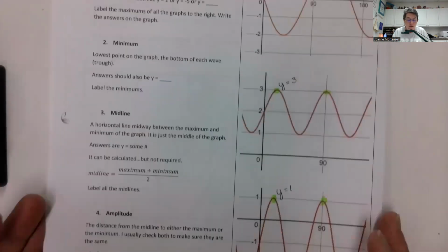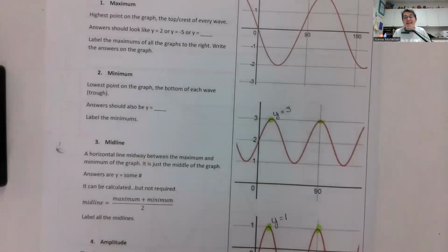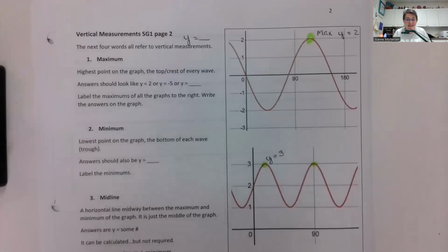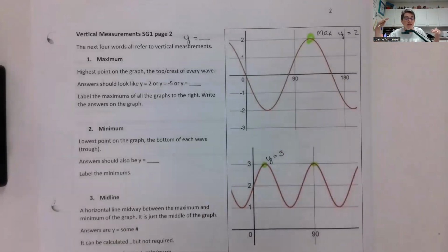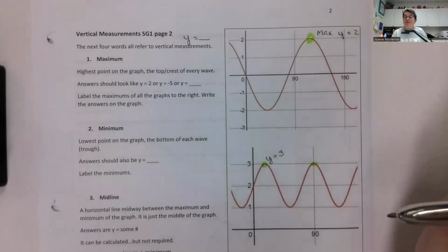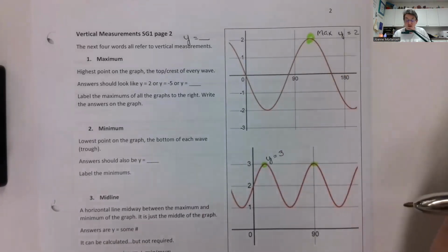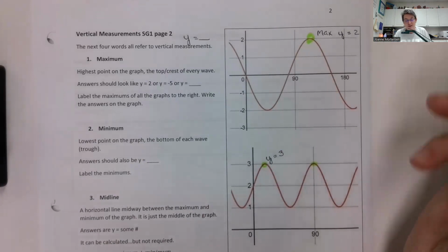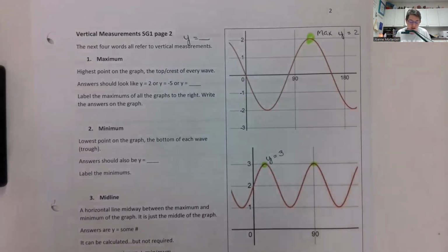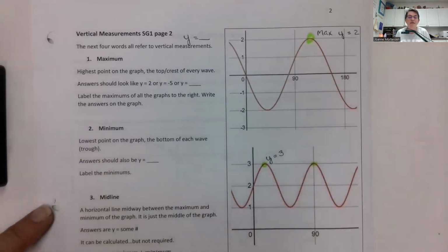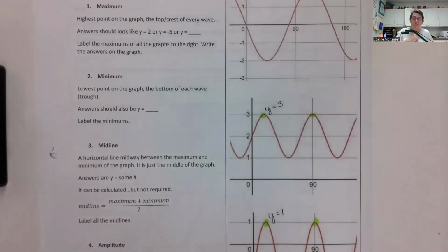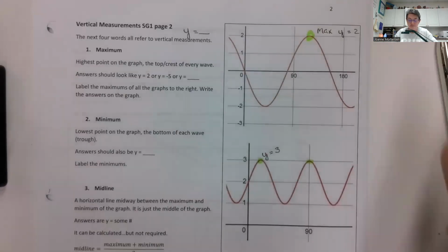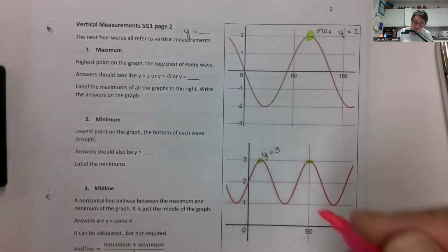Excellent. Minimum. Okay, really? Yeah, it's that easy. Oh, by the way, if you want to get all wavy with me, the top of a wave is also called the crest, but maximum is fine. Okay, so minimum is the lowest point on the graph. It's the bottom of each wave, which is also called the trough. I like pink.